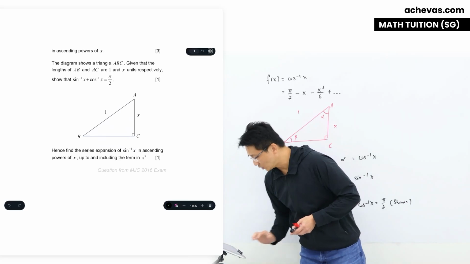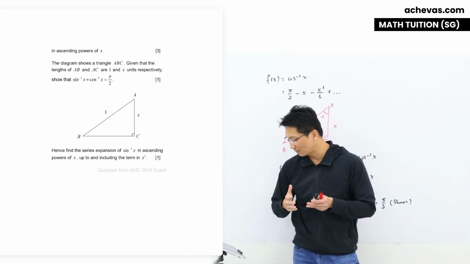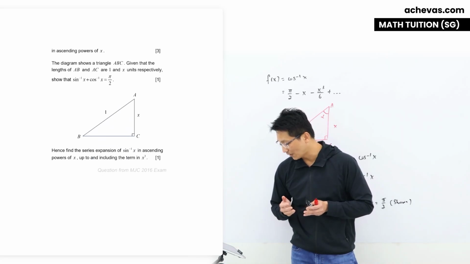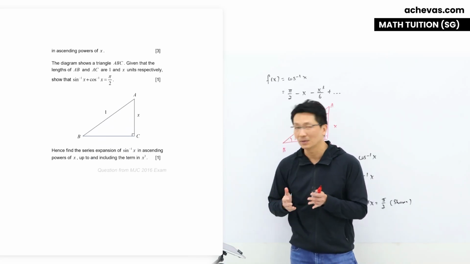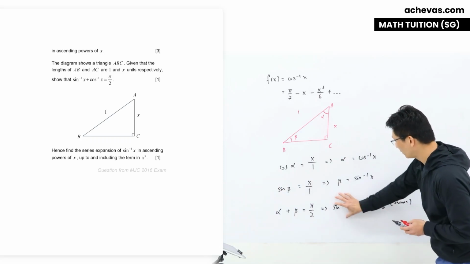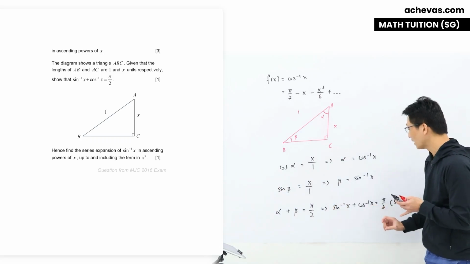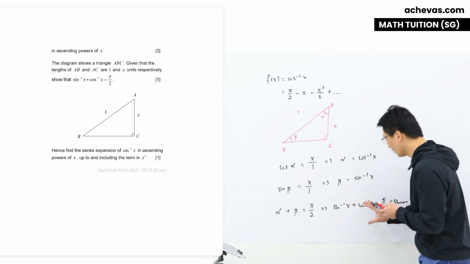Alright, and we still have the last part of this question, which asks us to find the series expansion of sine inverse x in ascending powers of x up to and including the term in x to the power of 3. So we are going to make use of this result to find the Maclaurin expansion of this. We already have the Maclaurin expansion for cos inverse. I think to find this, not a big issue.